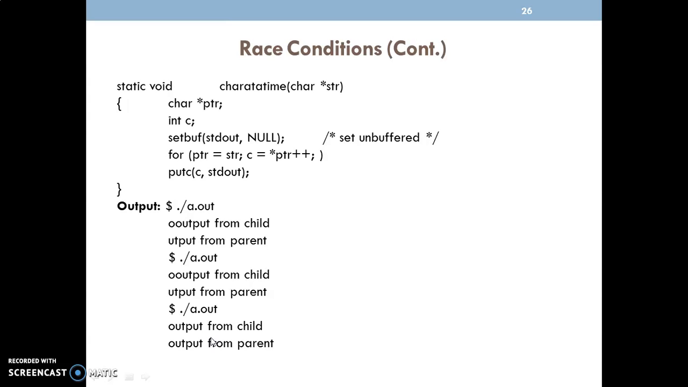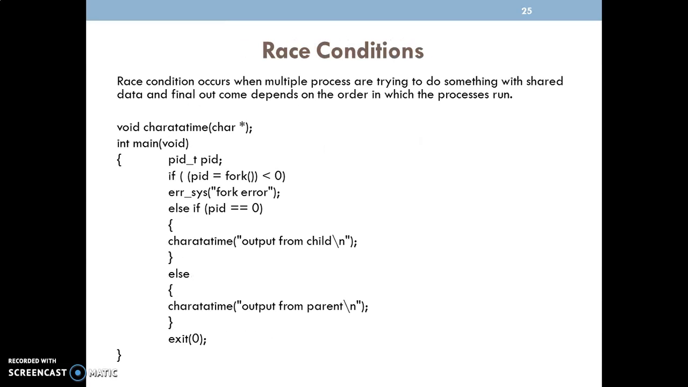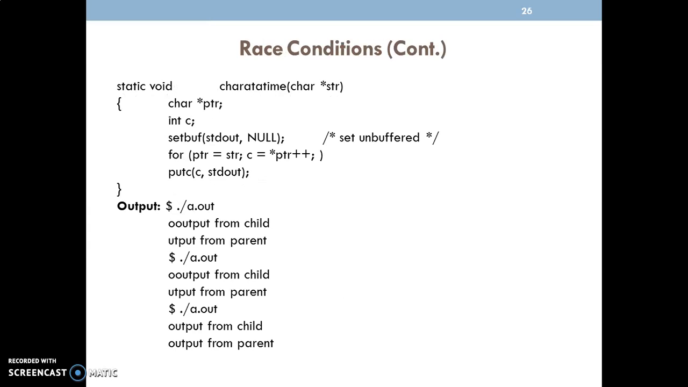The strings we are passing are "output from child" and "output from parent", but we don't know exactly whether the output from the child or the output from the parent will be executed first. It depends on the system. So sometimes we can get output like this: O from child, O from parent, U from child, T from parent. We are getting random output. It is not sequential output here.